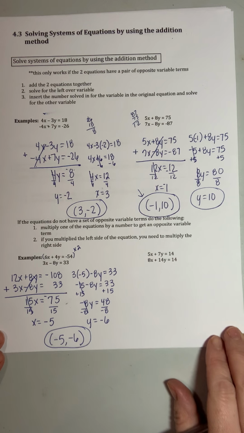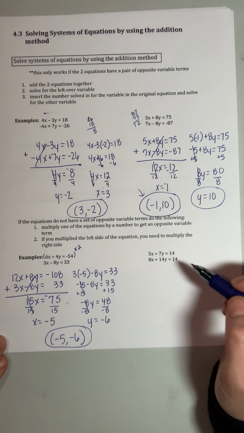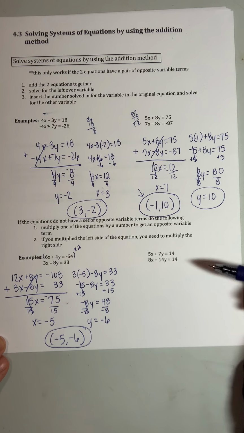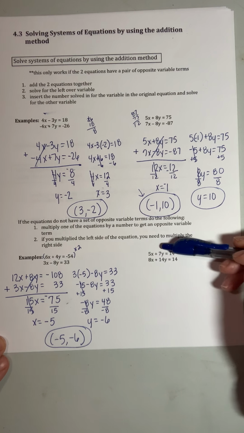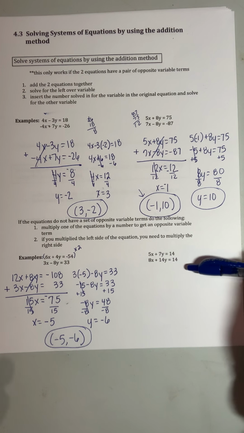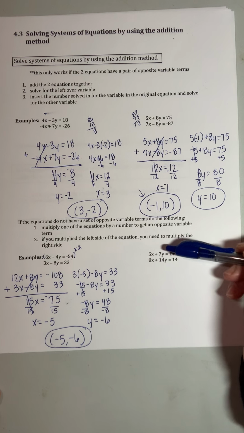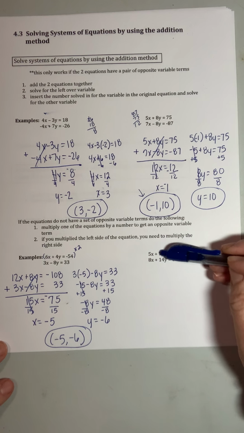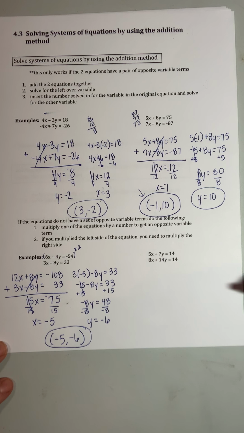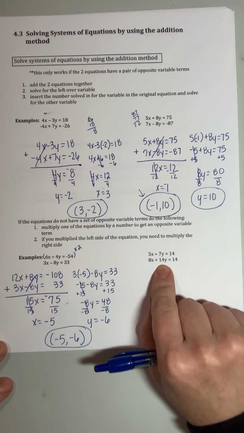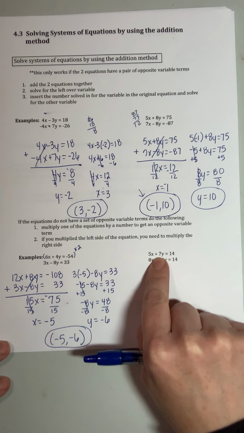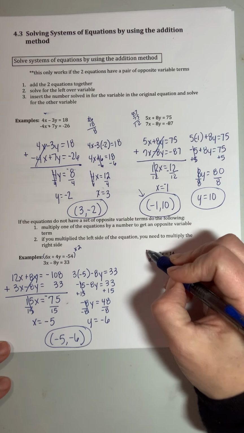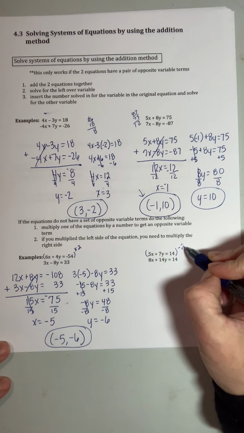Okay, I want to solve for x and y. So I'm going to look and see if I have anything that matches, and I don't. So I got to come up with something that can go together. Well, there's nothing I can multiply by 5 and get 8, but there is something I can multiply by 7 and get 14. But if this is a positive 14, I'm going to need a negative 14 up here. So that means I'm going to multiply all of this by negative 2.